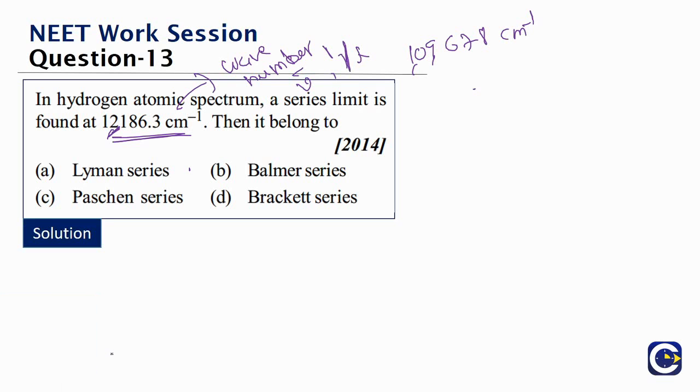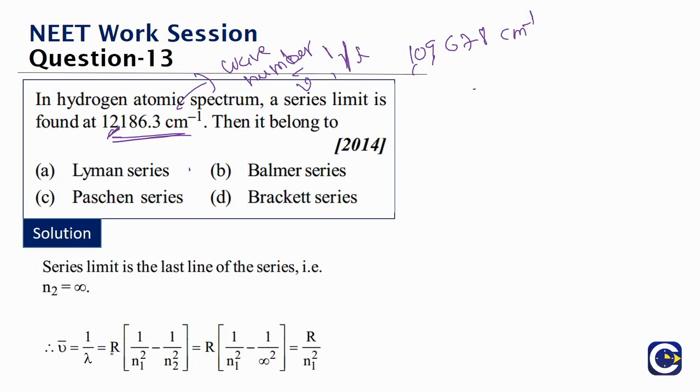So what are we going to do? As per this empirical formula for the wave number, 1 by lambda is equal to R into 1 by n1 square minus 1 by n2 square. Here, series limit means n2 is fixed, so 1 by infinity square. So overall, series limit is equal to R by n1 square. The wave number is given and R we know. We have to find n1 from here.